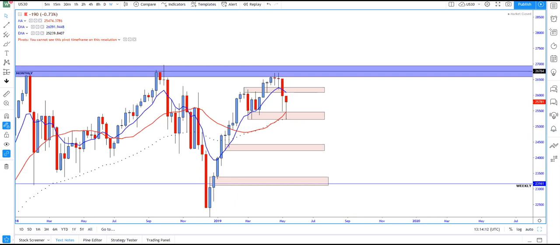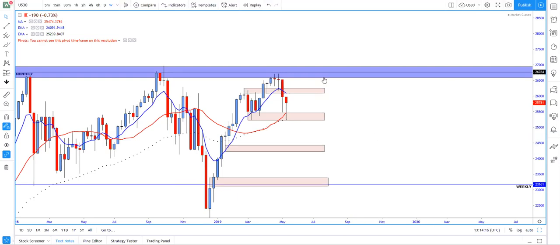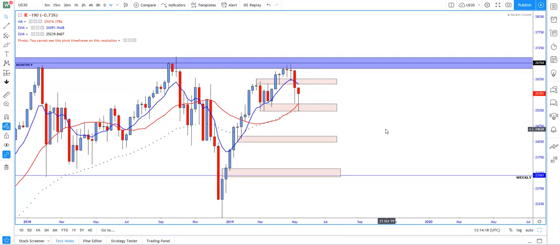Let's get started on this. A quick video on this: what I see, what I am expecting the price to do in the long term, and also what my expectation is as far as next week is concerned.